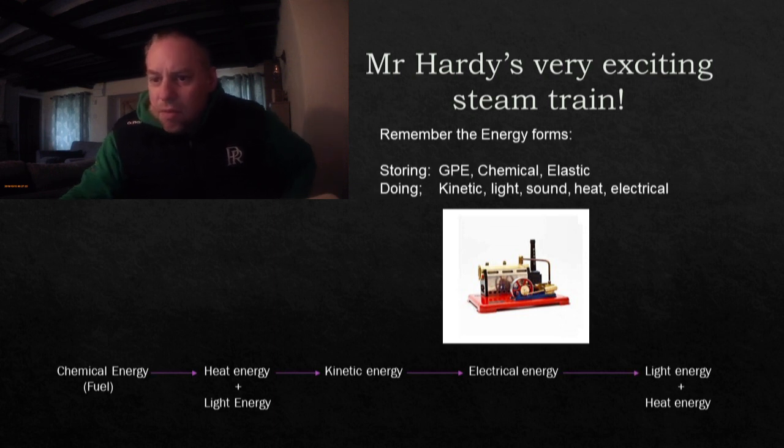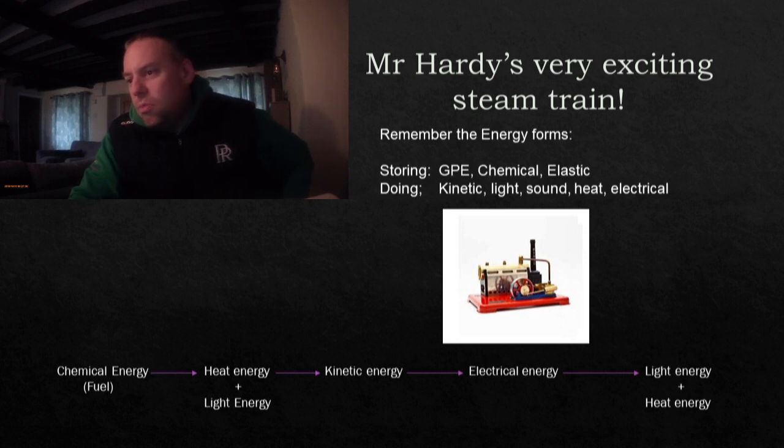I should say each of these points where we get a change we call a device. And so I could talk about the generator being a device, the light bulb being a device, the pistons being a device, the boiler being a device, and so on. So a device is an object that changes energy from one form to another.